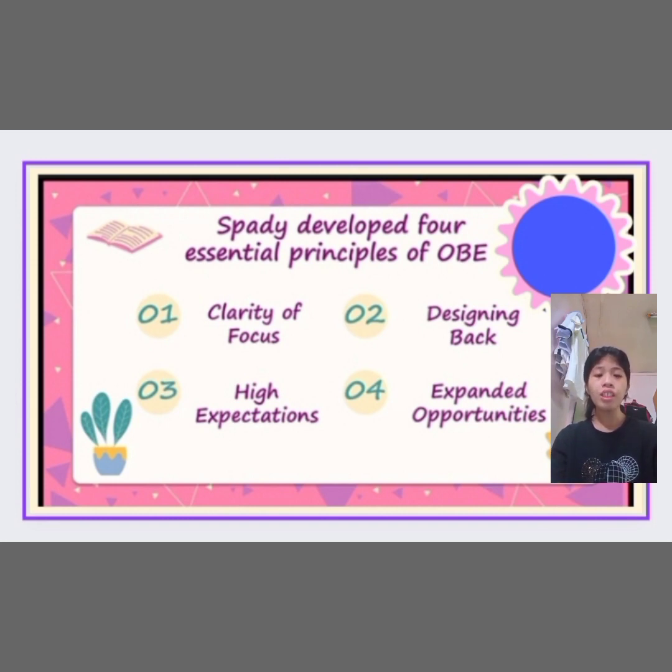I'm going to discuss to you the four principles of OBE. The four principles of OBE are clarity of focus, designing back, high expectations, and expanded opportunities. So now let's go first to the clarity of focus. Clarity of focus is all about the outcomes. Outcomes means the culminating exit outcomes, as the focus of the students so they know what they are aiming for. That is what we call the clarity of focus.